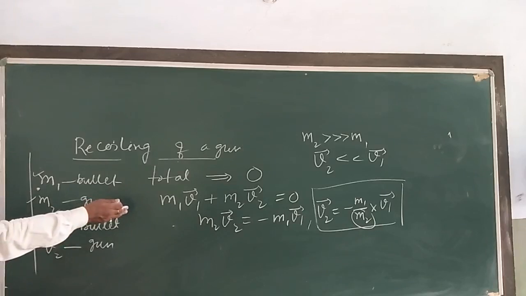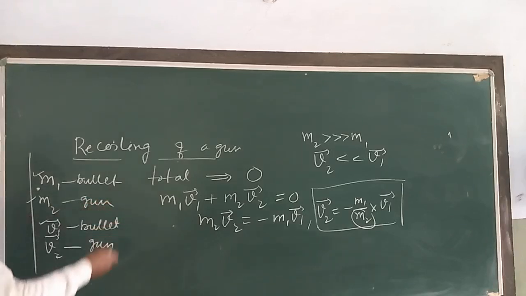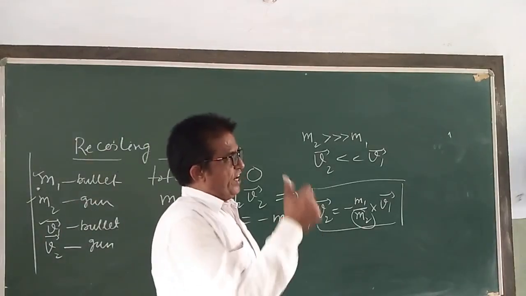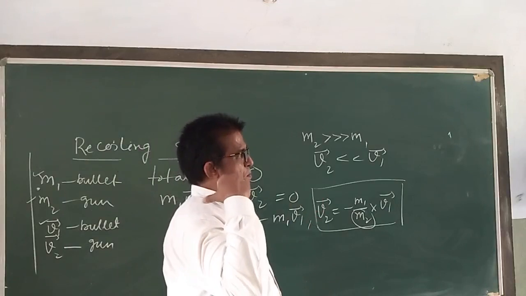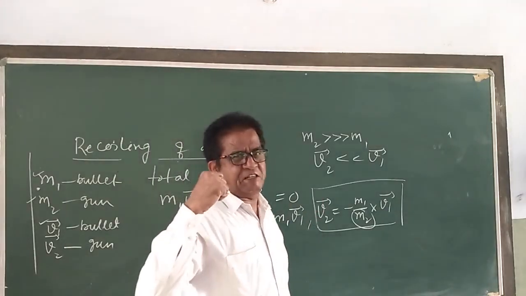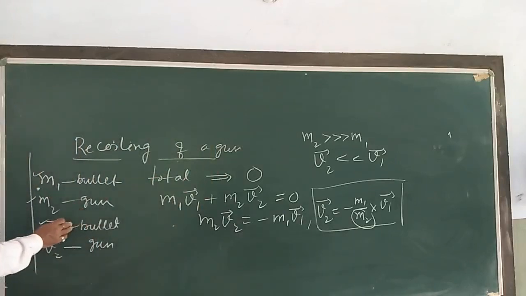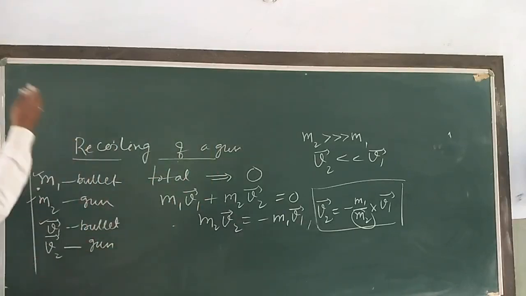While firing, the gun must be held tightly by the soldiers. That is why gunmen hold the gun firmly against the shoulder when they fire. Is it clear? Now, flights of rockets, jet planes, explosion of bombs, all are examples of linear momentum conservation.